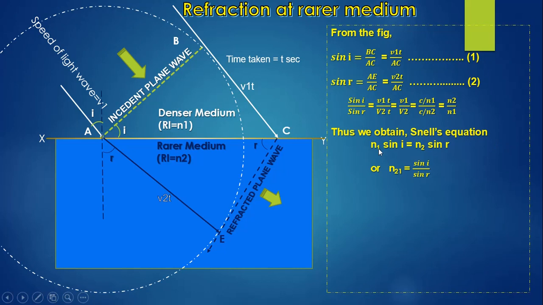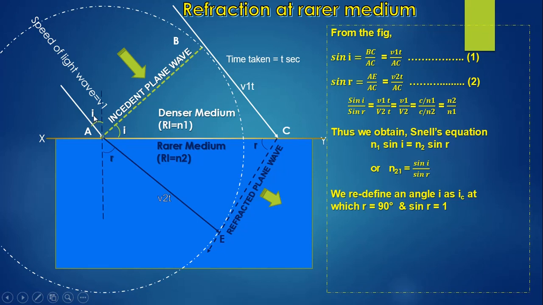Before that, I'm rewriting one more step. N21 means N2 upon N1, refractive index of the second medium with respect to the first medium. I'm bringing this N1 to the right side. It becomes N2 upon N1; N2 upon N1 or N21, both are the same. If you write N21, then it will be sin I by sin R. Then for the redefining purpose, I am taking the value of the angle of incidence for a particular value.